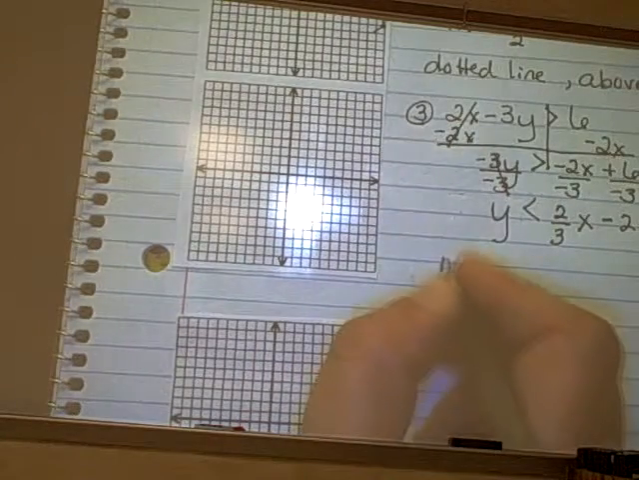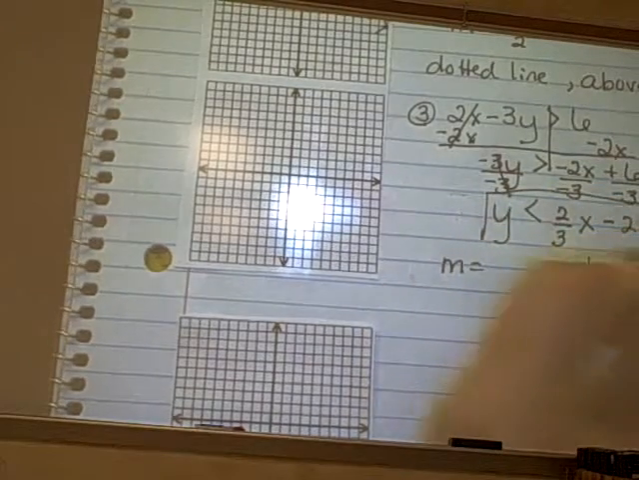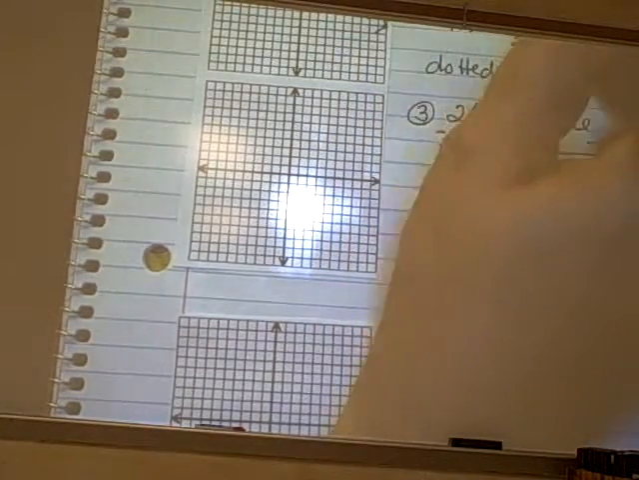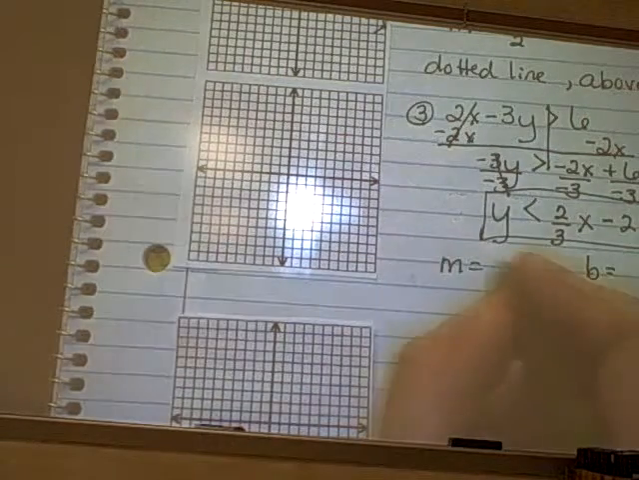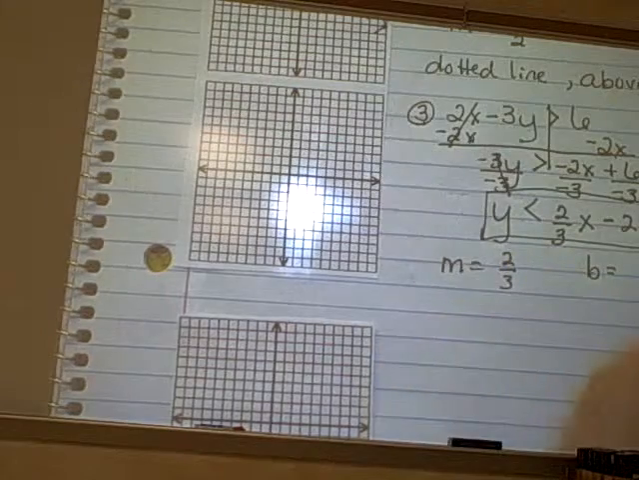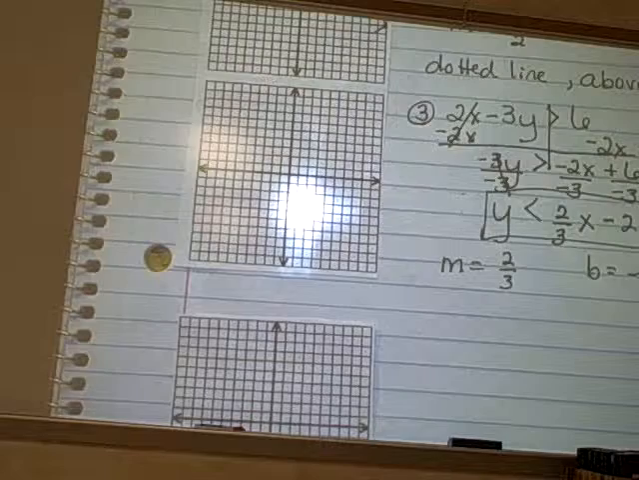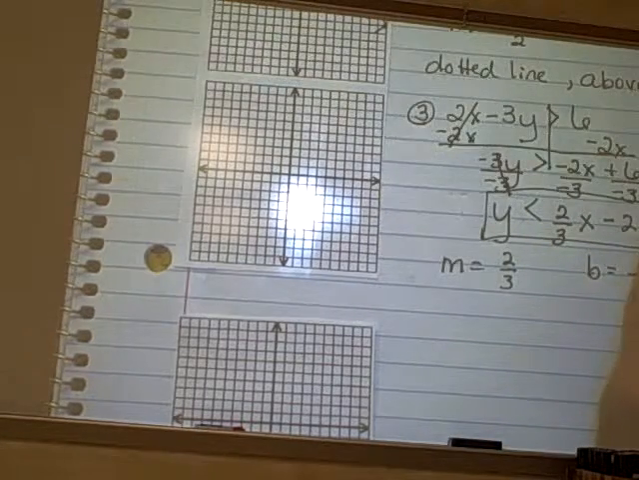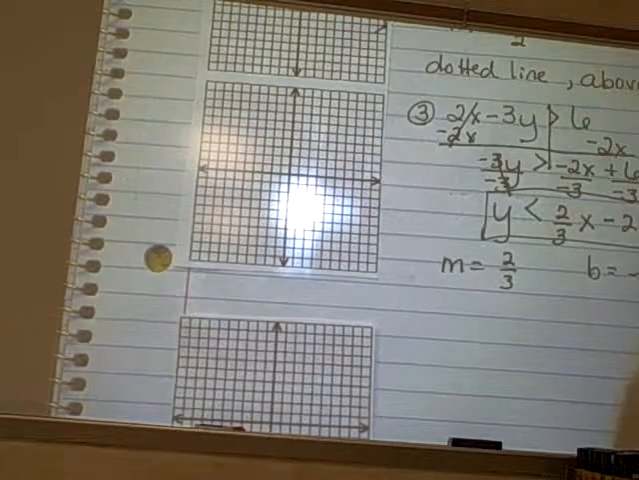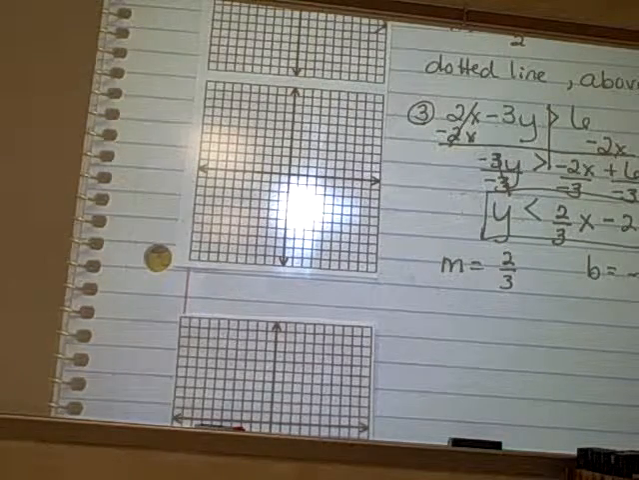So what's my M? And what's my B? Let me go ahead and box that in so you guys can see it. Okay, M is 2/3. Good. B is negative 2. Is this going to be dotted or solid? It's dotted. So it's a dotted line. Am I going to shade above or below? It's less than now because we divided by negative. That's below.